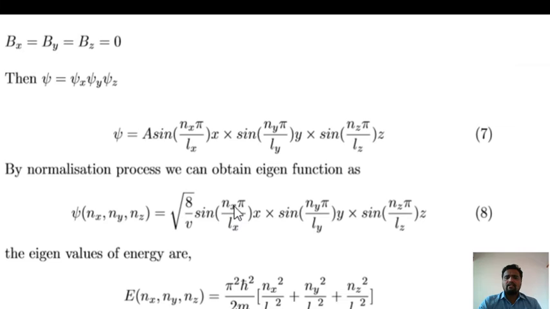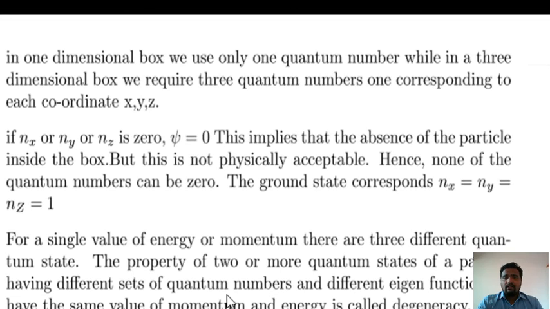If you substitute nx equal to ny equal to nz equal to 0, then the wave function will become 0. That indicates the absence of a particle within the box, which is not physically acceptable. Hence, none of the quantum numbers can be 0. The ground state corresponds to nx equal to 1, ny equal to 1, nz equal to 1.